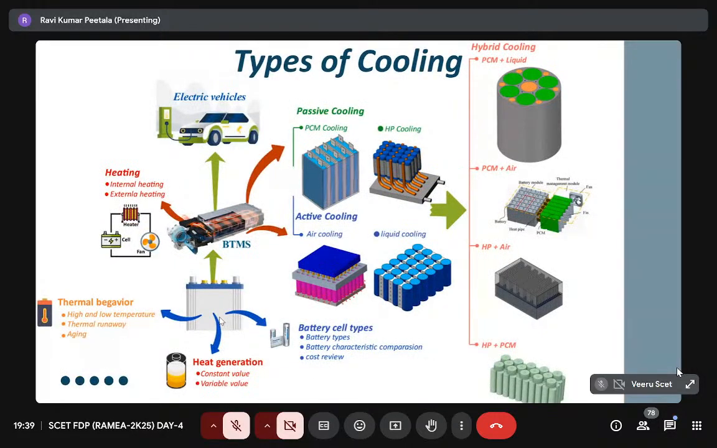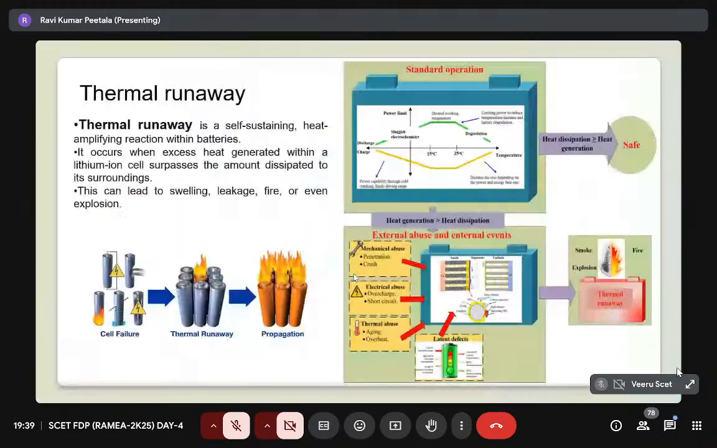As I showed here, there are passive cooling, active cooling, and hybrid cooling, and this is how the arrangements are made in the actual cooling systems. In the passive cooling, they added PCM in between, and here also the cooling devices. So in between, they use various cooling systems.